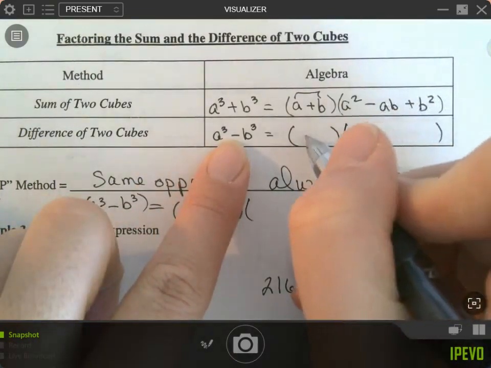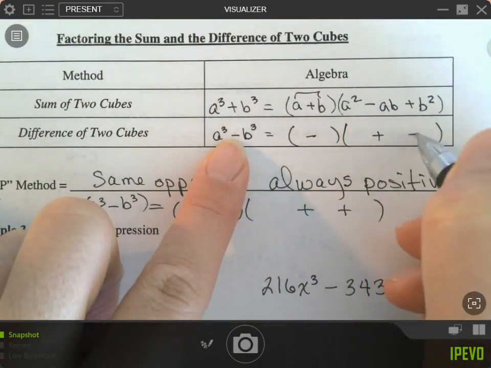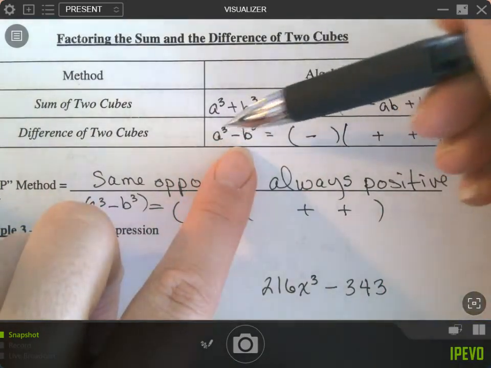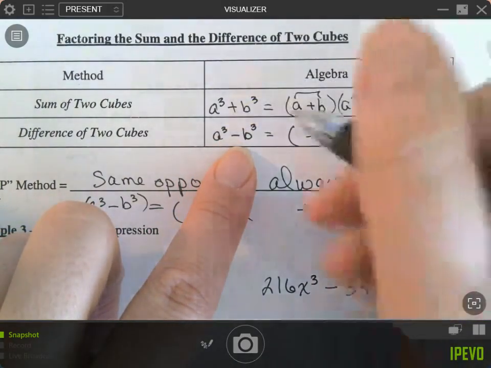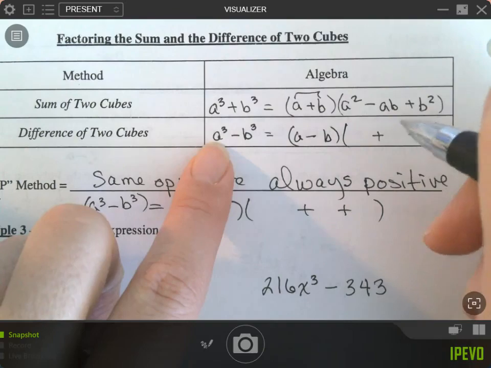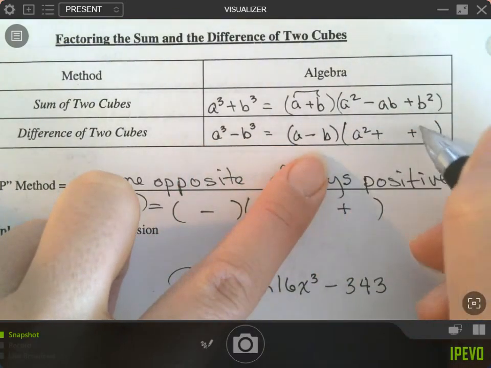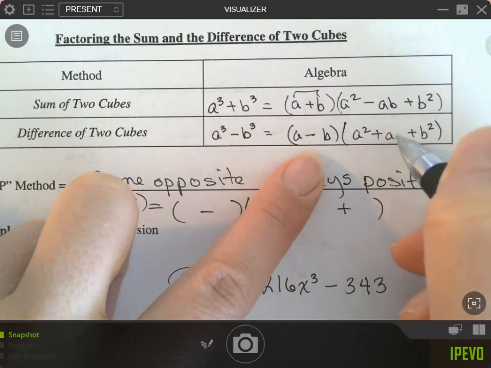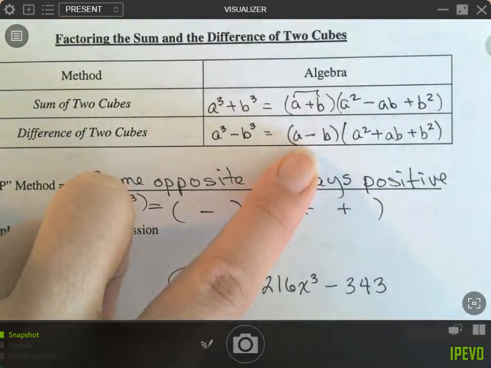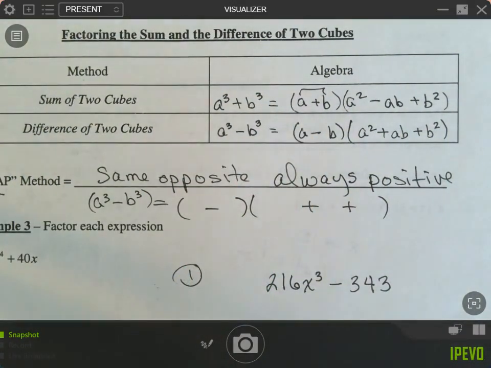So same sign, opposite, always positive. I know it's cubic because there's only 2 terms and there's powers of 3. Cube roots drop here, and then I build off of that. I square the a, I square the b, and the middle is the product. And this is the one time you ignore your signs. Got it? The signs were set.